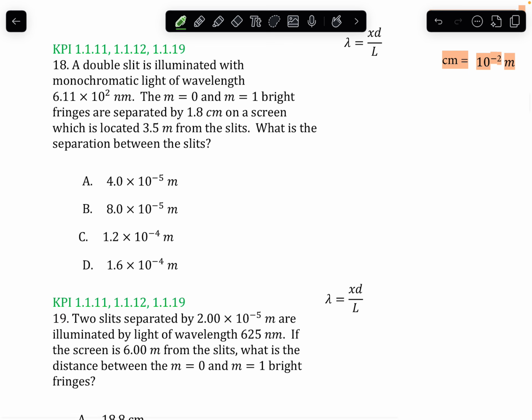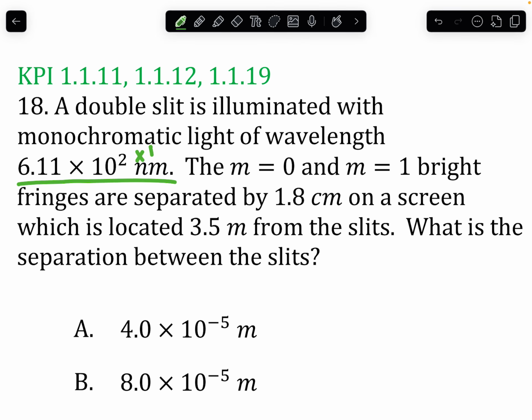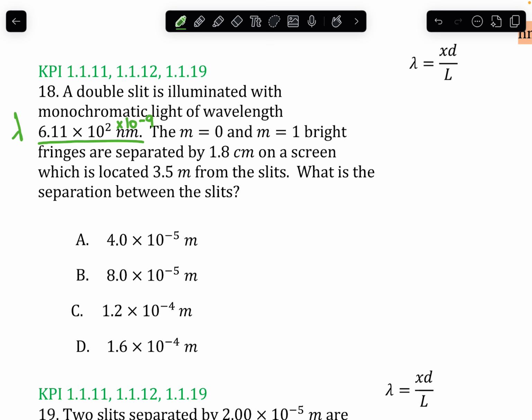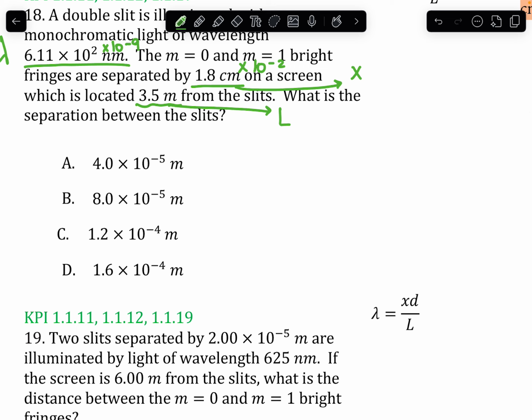Now, with some direct application, a double slit is illuminated with monochromatic light. So that's the wavelength, and I don't forget to convert. So m equals 1. Fringes are separated by 1.8, that's x. It is located 3.5 meters away, that's L. Now, what is the separation between the slits? Now, I have x equals lambda L over d.